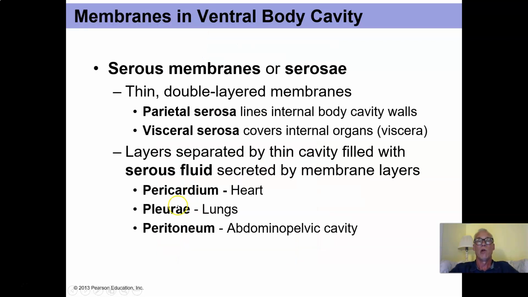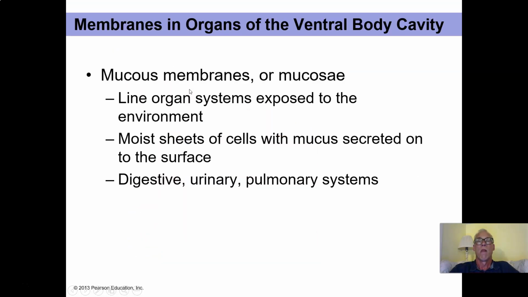The pleural membranes allow the lungs to expand and glide on the surface of the pleural cavities without rubbing and chafing. The peritoneum allows the intestines to move all around during the mixing and churning of digestion and absorption without chafing and so forth. So the serous membranes are these lubricating, watery, double-layered membranes.